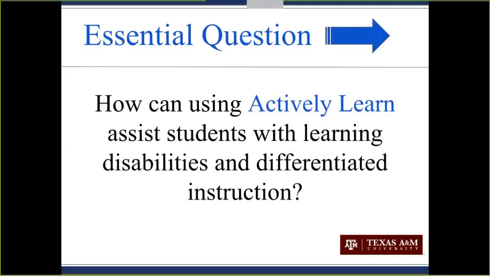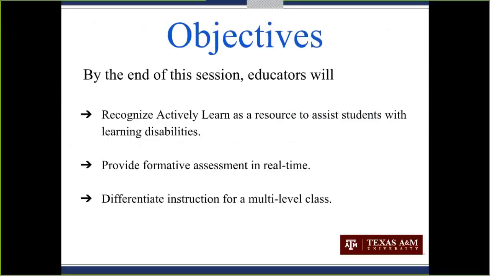As we're going through the session, we'd like you to focus on the essential question: how can using Actively Learn assist students with learning disabilities, and even differentiating instruction in a face-to-face classroom? Our objectives are, by the end of the session, educators will recognize Actively Learn as a resource to assist students with learning disabilities, provide formative assessment to your students in real time, and differentiate instruction for a multi-level class.